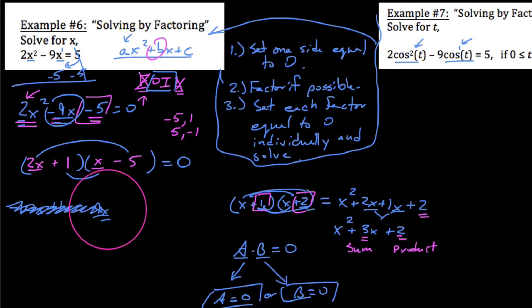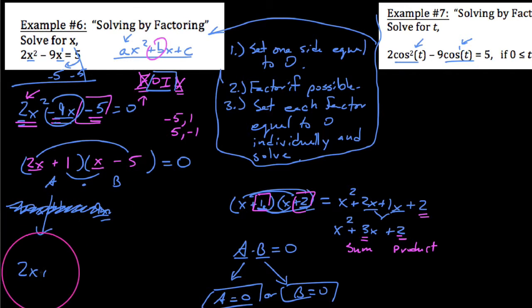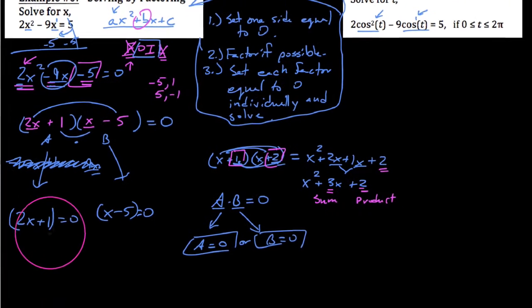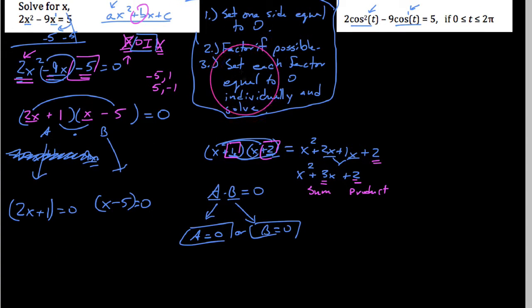We say, all right, 2x plus 1 times x minus 5 is equal to 0. This is like our a, and this is like our b. So what this means is we can actually set each of these individually equal to 0 now. We say, well, either 2x plus 1 is equal to 0, or x minus 5 is equal to 0. This had to be the case, and then we can just go ahead and do this third step, which is after we set each factor equal to 0, solve them individually.